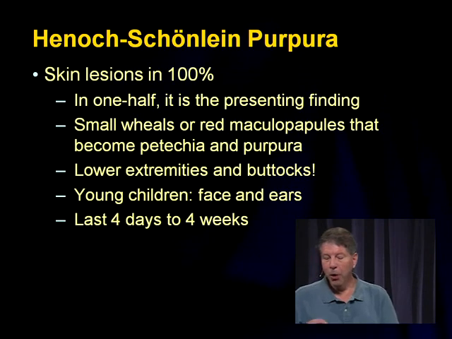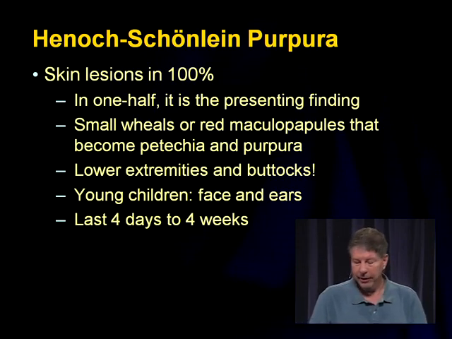Remember, it's the small welts: red papules, petechiae, and purpura. And Amy will show you pictures of this in derm, and I think in nephrology you'll see some more pictures of it. Remember, this is lower extremities and buttocks. That's the classic thing. It doesn't usually get to the trunk or go much further than that. So it's always on the buttocks, always lower extremities. In young little kids, yes, face and ears are more commonly seen, and the rash generally lasts 4 days to 4 weeks.